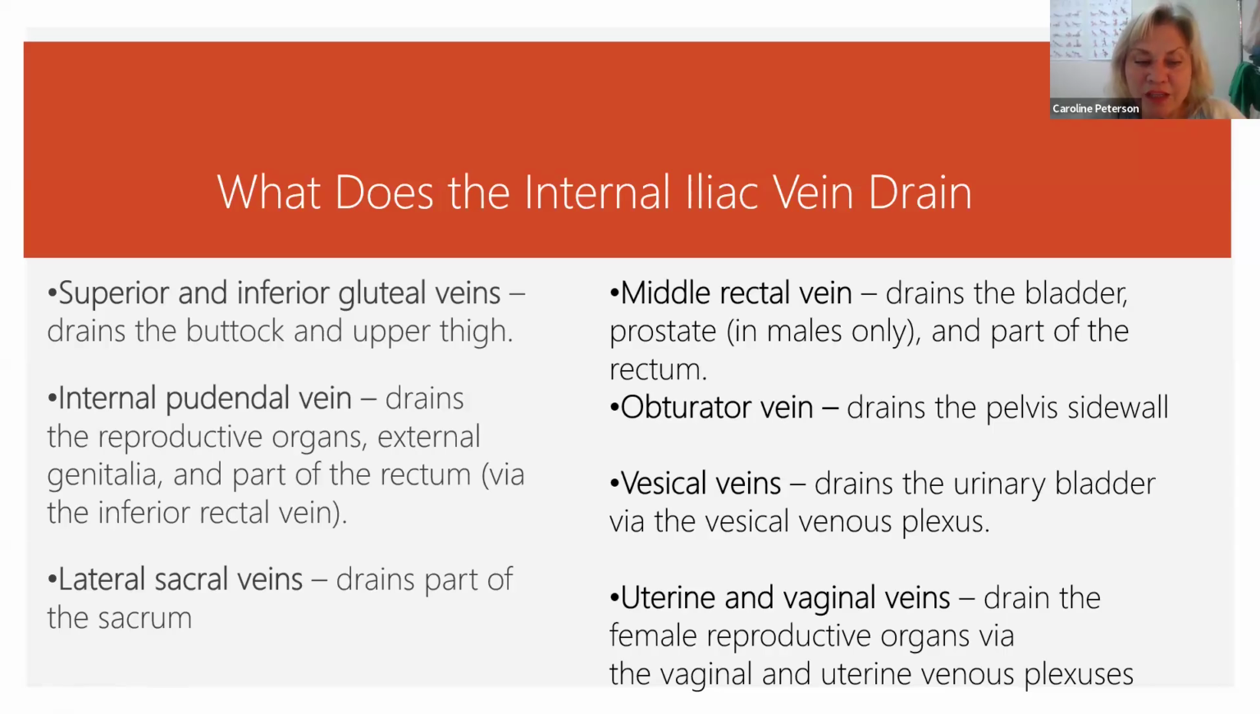The lateral sacral veins, which drain part of the sacrum. The middle rectal vein, which drains the bladder, the prostate, and parts of the rectum. The obturator vein, which drains the pelvis sidewalls. The vesical veins, which drain the urinary bladder, and the uterine and vaginal veins, which drain the female reproductive organs via the venous plexus of the vagina and the uterus.